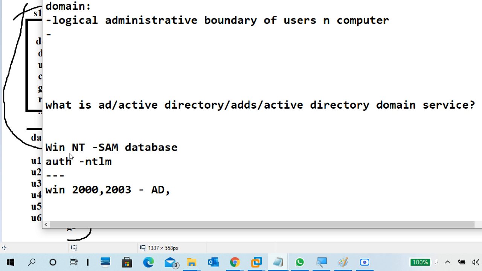Of course, the database name. Earlier it is just a centralized authentication SAM. That time is the first time, but later on it is changed. NTDS.DIT, this is the database name.